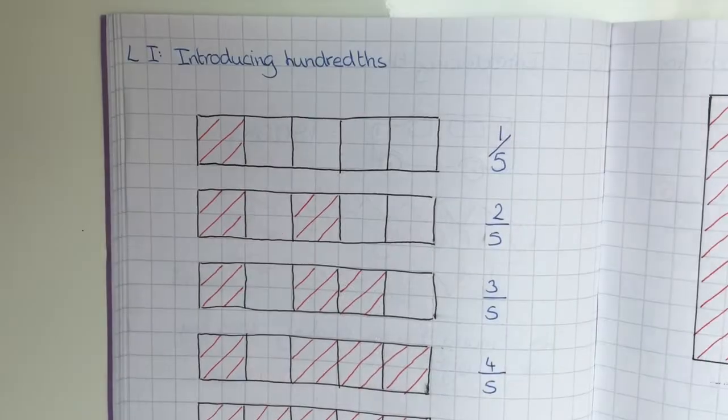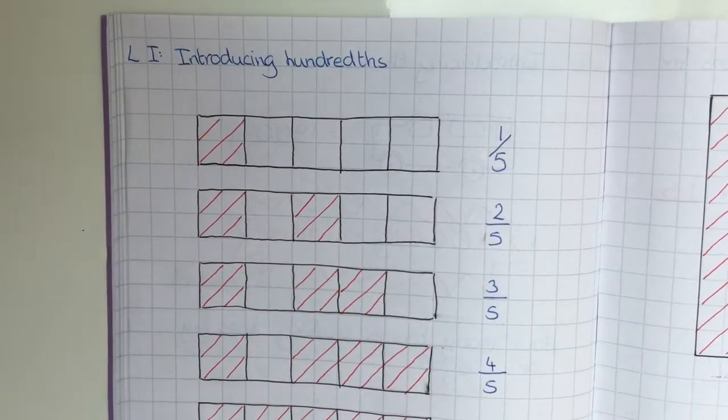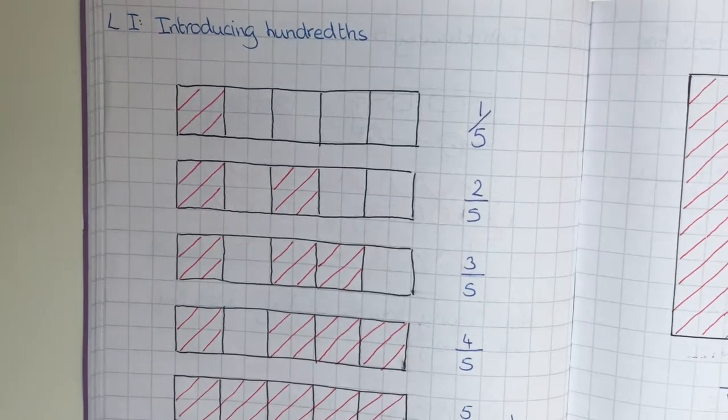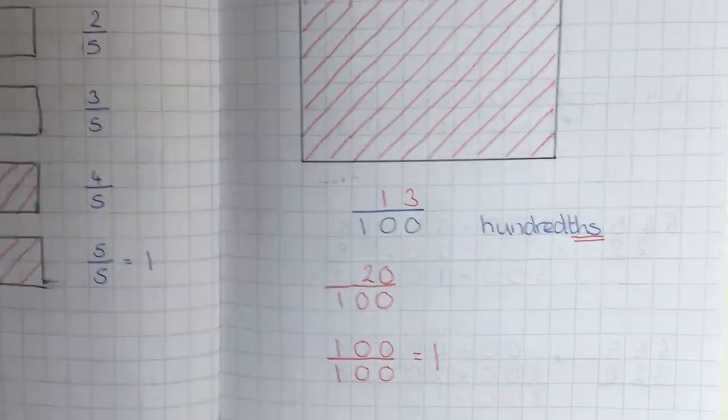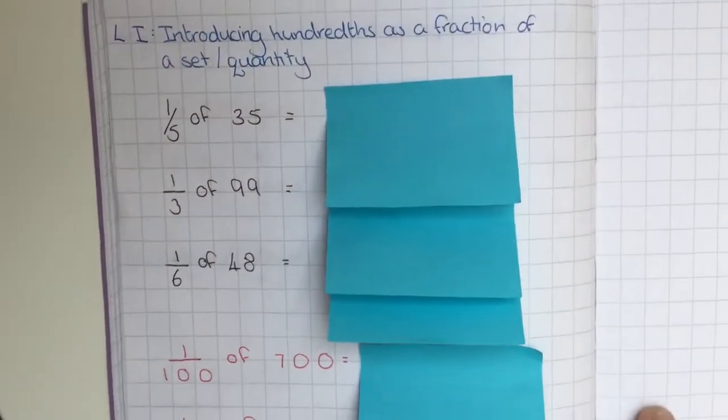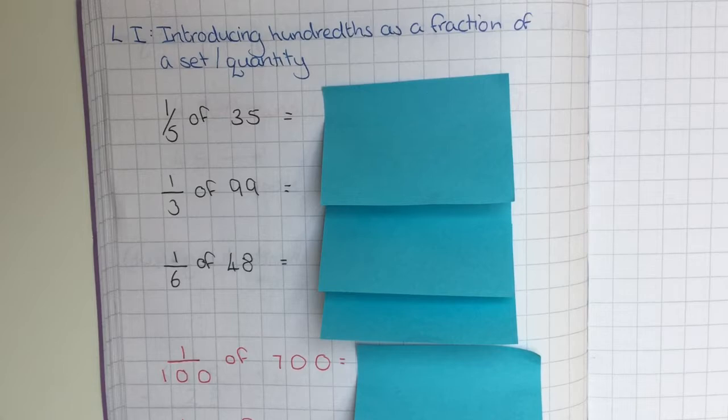Good morning, triangles. Now triangles, the last time we looked at our numeracy, we were working out hundredths of different shapes. Okay, so what a hundredth was and how we worked it out and how we recorded that. Now we're going to be looking at what a hundredth is when we work it out as a fraction of a set or a quantity. Now we have done this before with other fractions, but this time we're going to be doing it with hundredths.